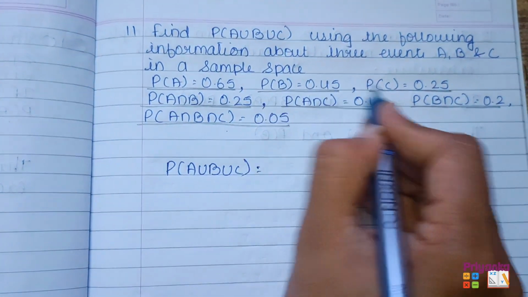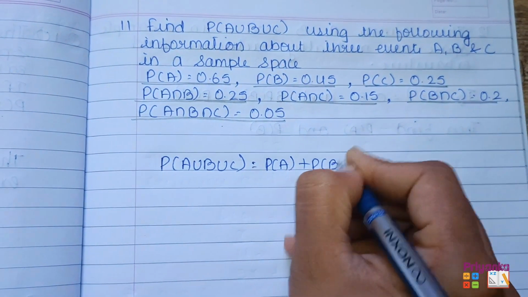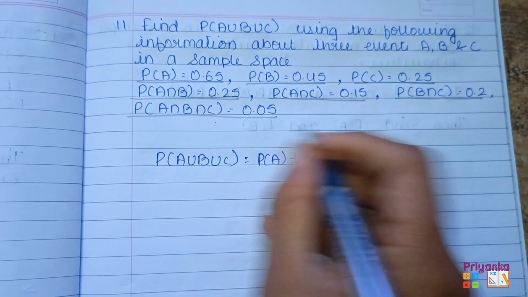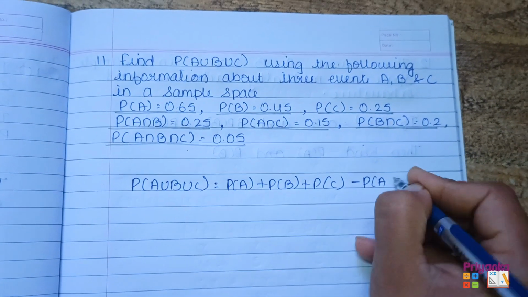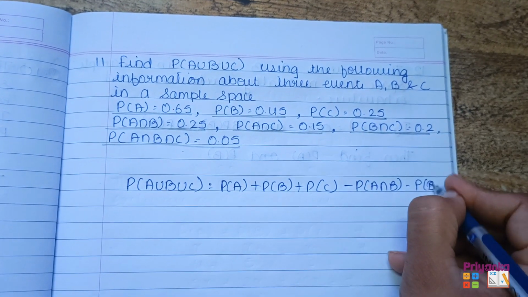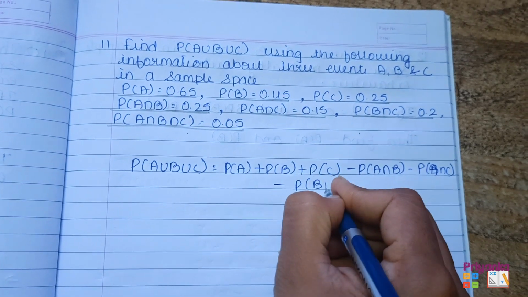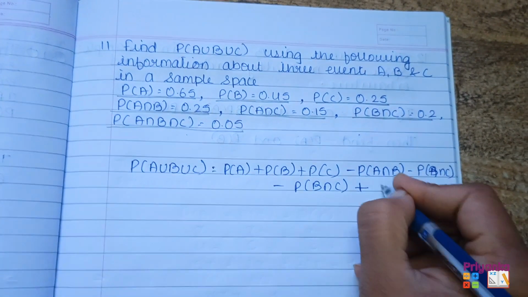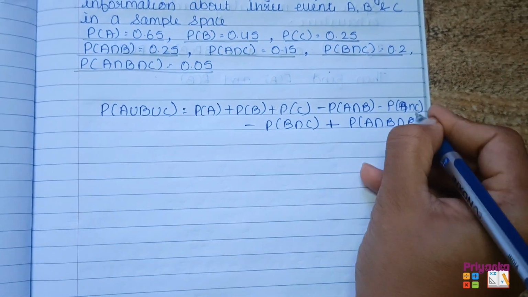पहले A B C को प्लस कर देंगे. Event A plus event B plus event C. Then intersect ones will get minus, which is P of A intersect B, P of A intersect C, minus P of B intersect C. Then we'll add P of A intersect B intersect C.